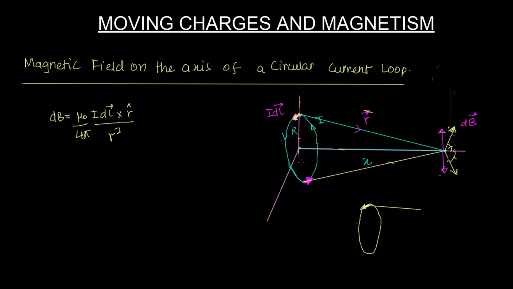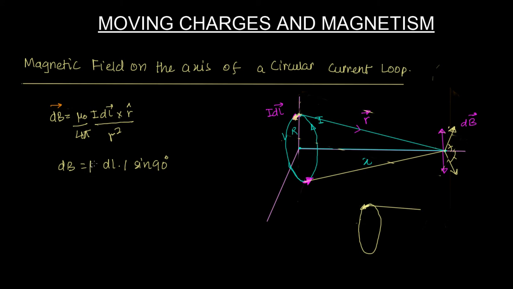Okay, so it's like that. So I just write this is the vector form of it. I just like to write the scalar component. So dB is I dl into r cap, into mod dl into mod r cap, that is one, into sine of the angle between them, which is 90 degrees. I again missed out on mu naught, so let me write that.